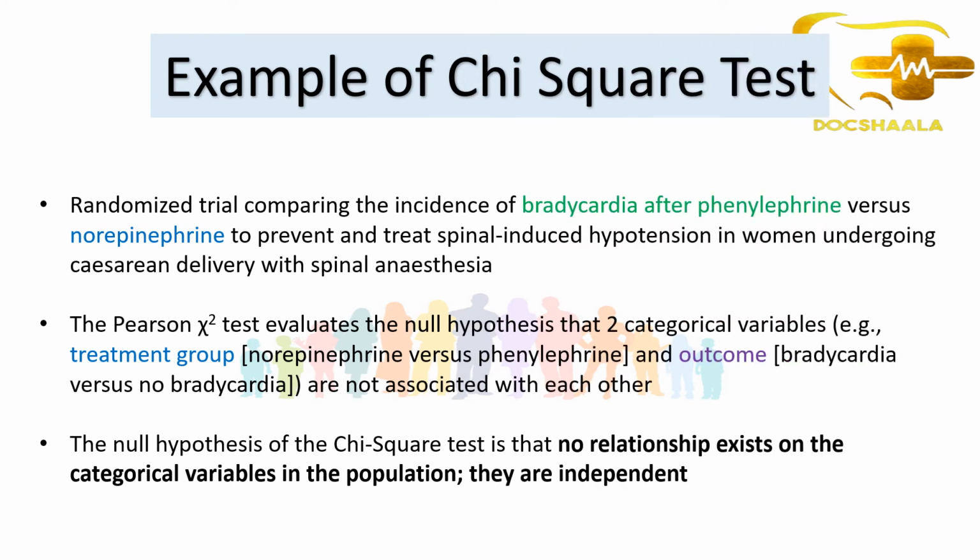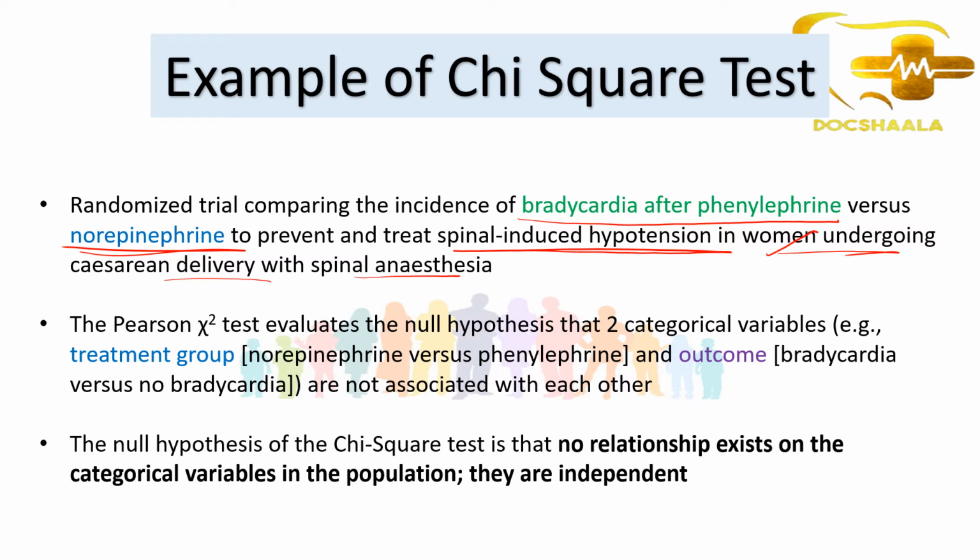So let us take a small example here. A randomized trial is being performed to compare the incidence of bradycardia after phenylephrine versus norepinephrine. So what is the incidence of bradycardia after administration of phenylephrine and after administration of norepinephrine? We are going to compare between these two to prevent and treat spinal induced hypotension in women undergoing cesarean delivery with spinal anesthesia. So why are we performing this test? To prevent spinal induced hypotension in women who are undergoing cesarean delivery with spinal anesthesia.